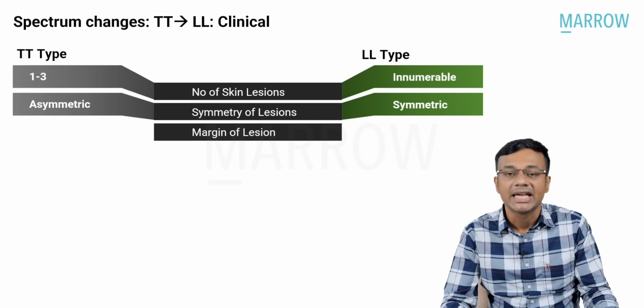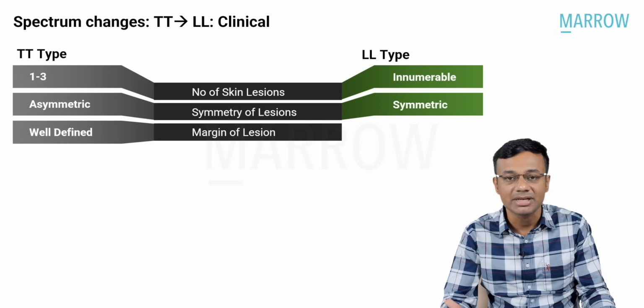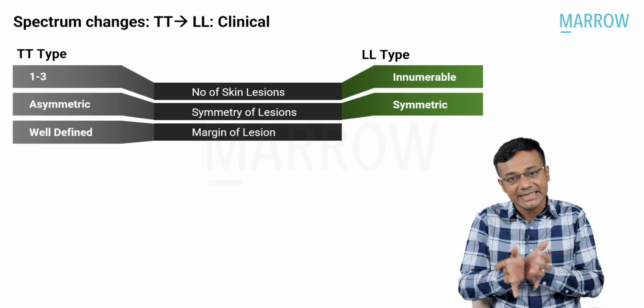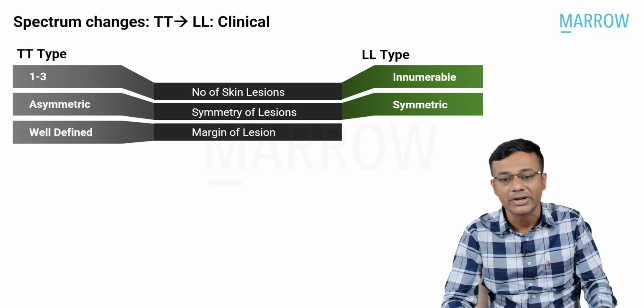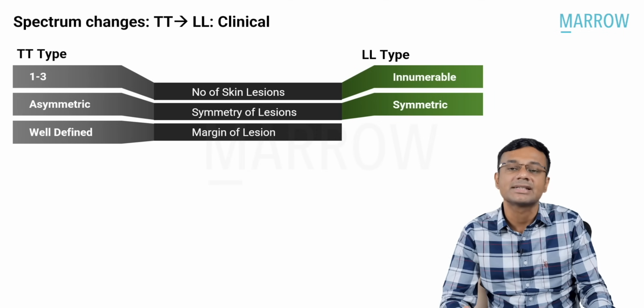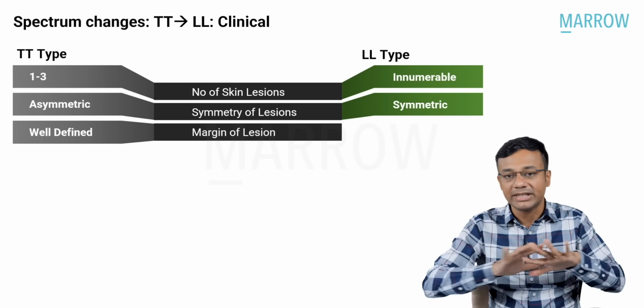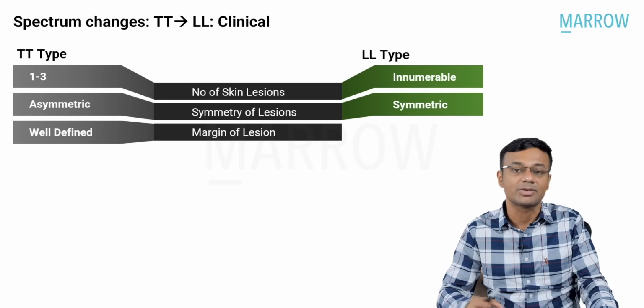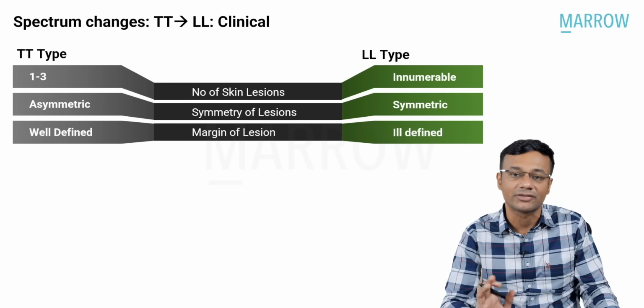Margin of the lesion. If the immunity is strong, good immunity, you get well-defined margin because the body wants to seal off the bacteria so that the bacteria doesn't go off. Whereas in LL leprosy, what happens is poor CMI, so you get diffuse margins, ill-defined margins because there is uncontrolled multiplication of the bacteria.